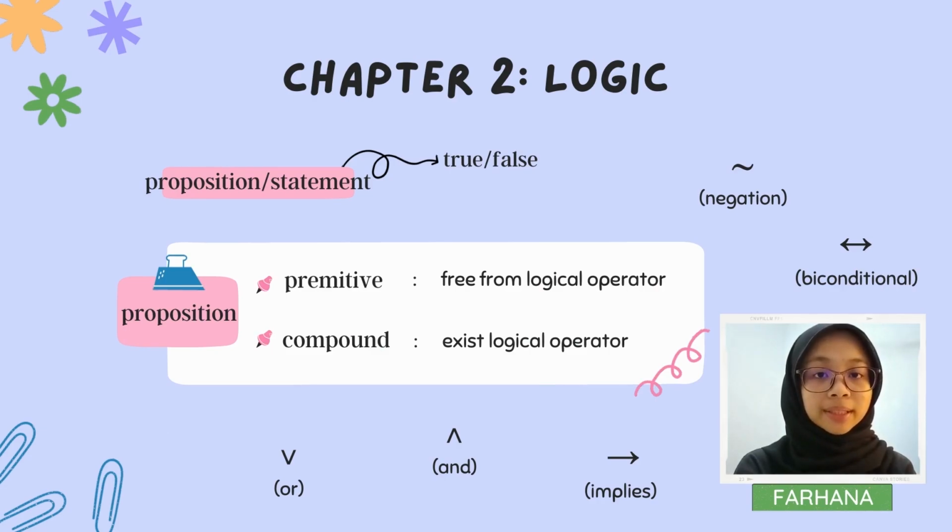Chapter 2 Logic, there is proposition, or we call it a statement. This statement can be either true or false, and it cannot be both. There are two propositions, which are primitive and compound. Primitive proposition is free from logical operator. Meanwhile, compound proposition has logical operators such as or, and, implies, biconditional, and negation.